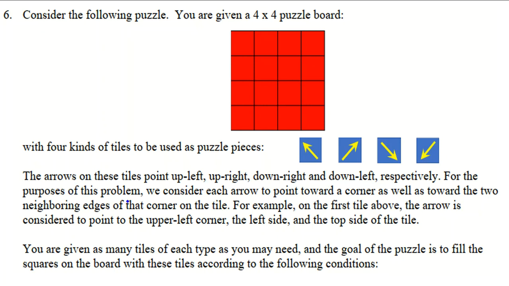For the purposes of this problem, we consider each arrow to point toward a corner as well as toward the two neighboring edges of that corner on the tile. For example, on the first tile above, the arrow is considered to point to the upper left corner, and the left side also, it points to this one, not this one.